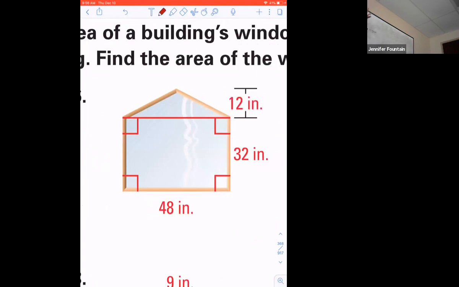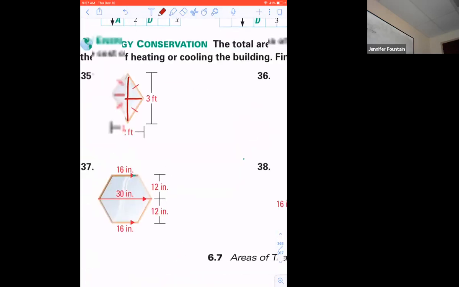Look at number 36. I have 2 shapes here. What 2 shapes do I have in 36? I have a triangle and a rectangle. So I have to find the formula of the triangle. I have to find the formula of the rectangle and add them together. Everybody follow? Triangle, rectangle, add them together.